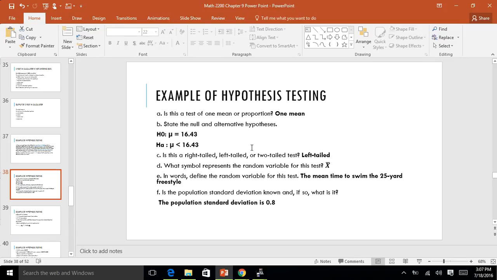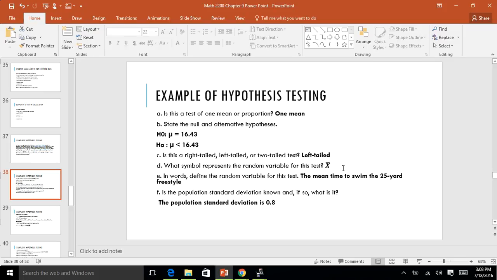Is it a left-tailed, right-tailed, or two-tailed test? It's left-tailed because of that less than sign in the alternative. What symbol represents the random variable for this test? Again, it's capital X bar. In words, define the random variable for this test. The mean time to swim the 25-yard freestyle is what is represented by capital X bar.